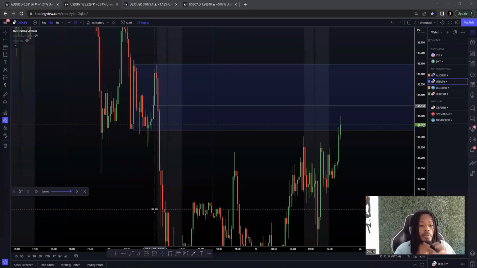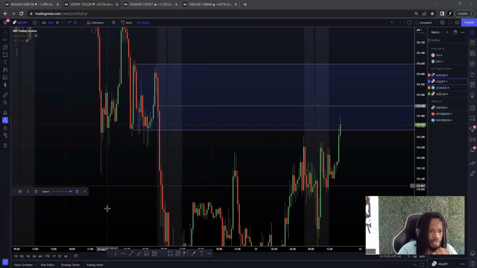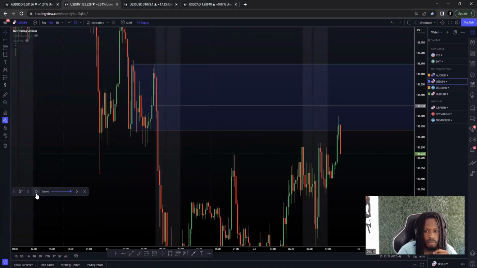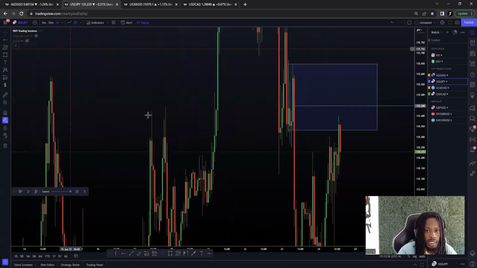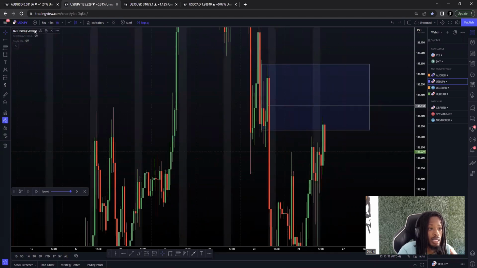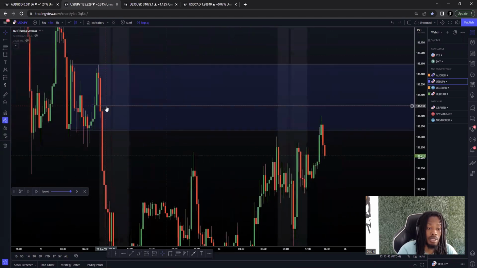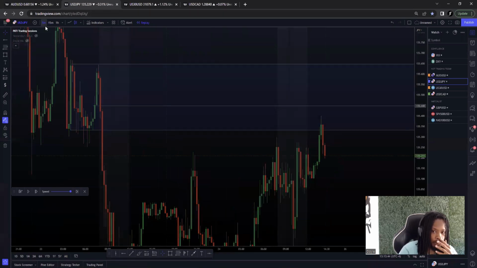But okay, so all right, so this is the 15-minute zone right here. And we're in a 1 hour supply right here. So let's fast forward. Okay. So it looked like they're rejecting the 1 hour zone. If you go to the 1 hour, it looked like they're rejecting the 1 hour zone, but it never tapped into the 15-minute zone. Let's go to the 5-minute.